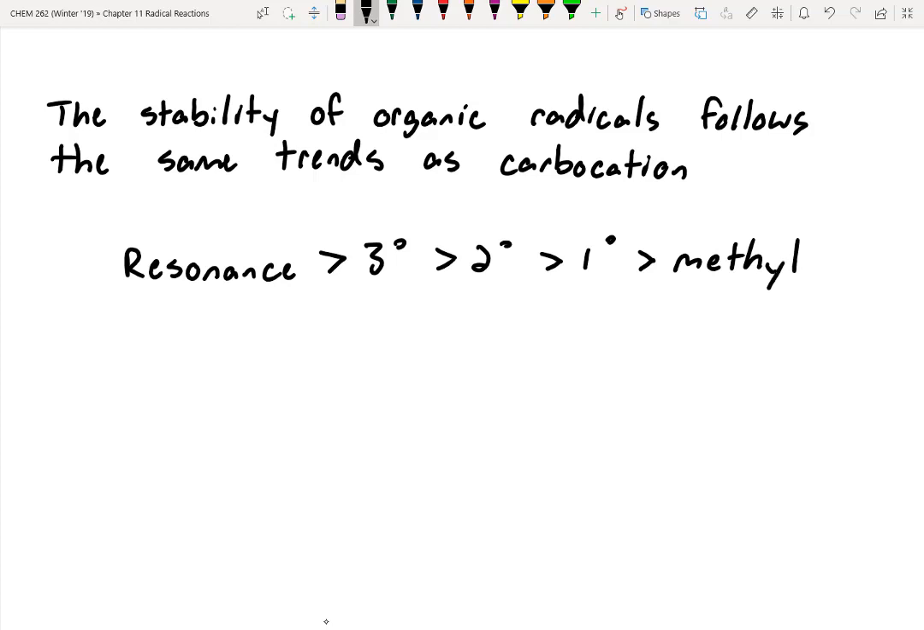Methyl radicals are really, really unstable. You tend not to see them very often. All right? The tricky thing is, how do we show resonance with radicals? It's not super straightforward. So let's do radicals with resonance and practice our resonance arrow pushing.